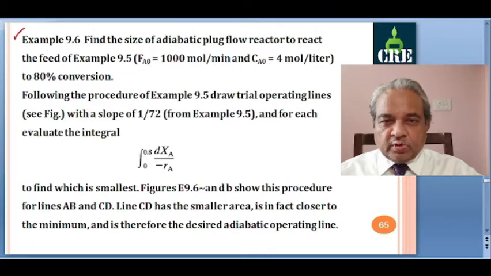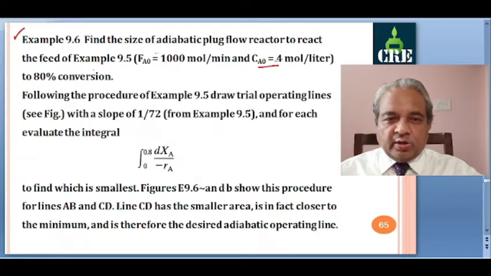9.5. So some data you have to take from example 9.5 which we already discussed. FA0 is equal to 1000 moles per minute. CA0 is 4 moles per liter to 80% conversion.